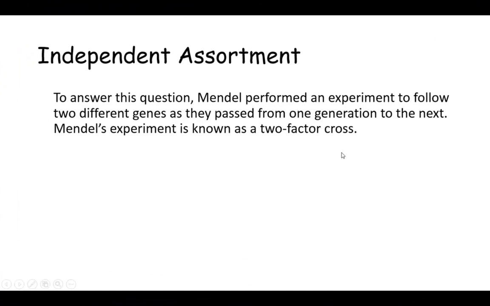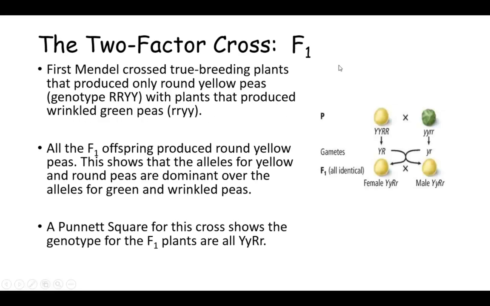Independent assortment. To answer this question, Mendel performed an experiment to follow 2 different genes as they passed from one generation to the next. Mendel's experiment is known as a 2-factor cross. So we're looking at 2 different genes. The 2-factor cross, the filial one.